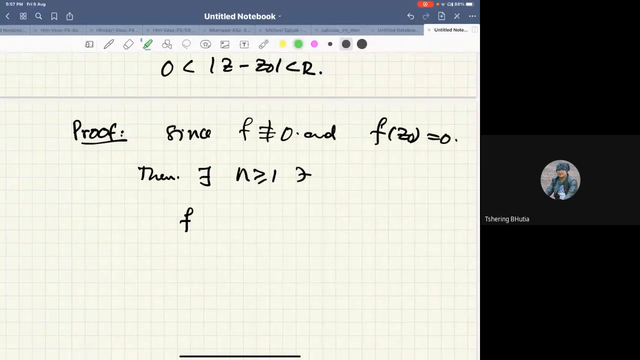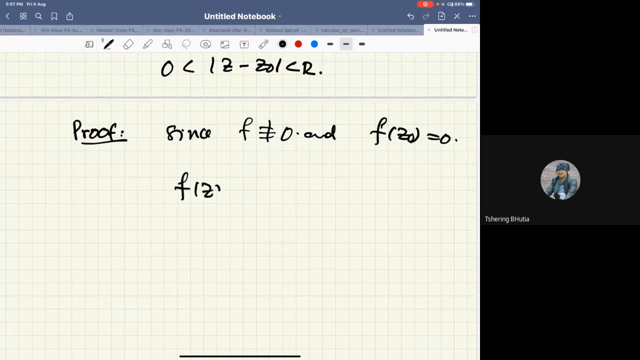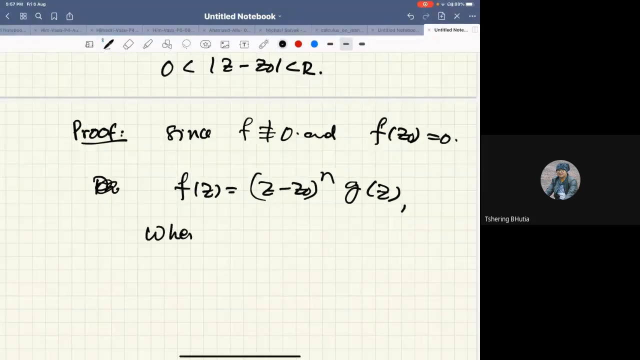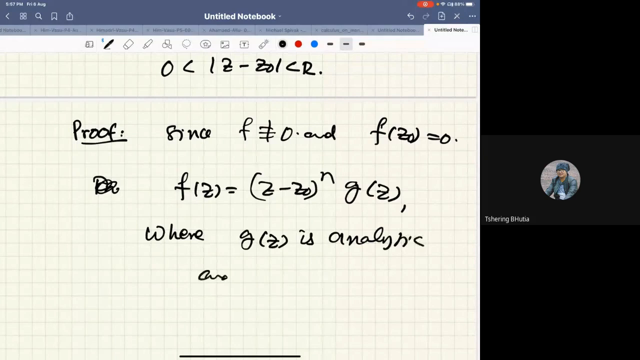So assume, without loss of generality, f of z is nothing but (z minus z0) to the power of n into g of z, where g of z is analytic and g of z0 not equal to 0.